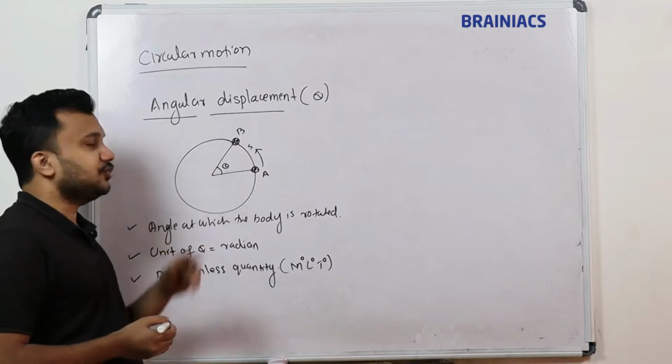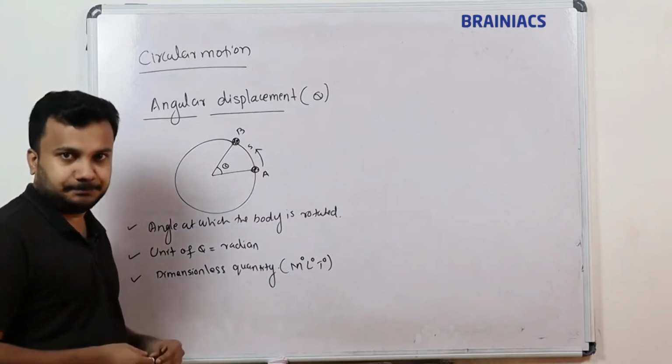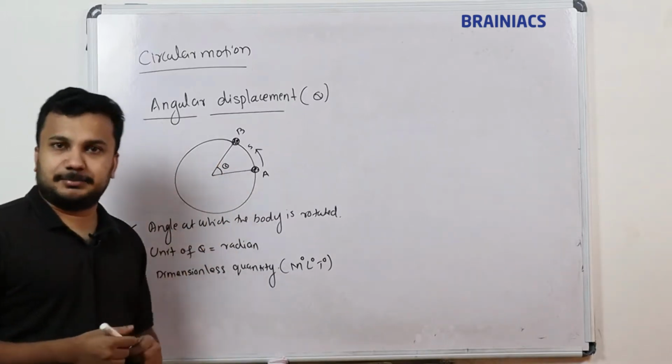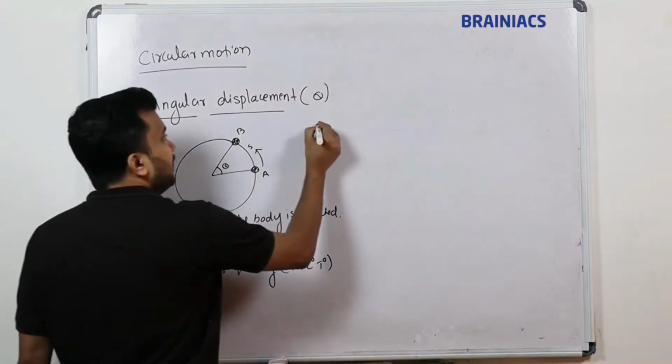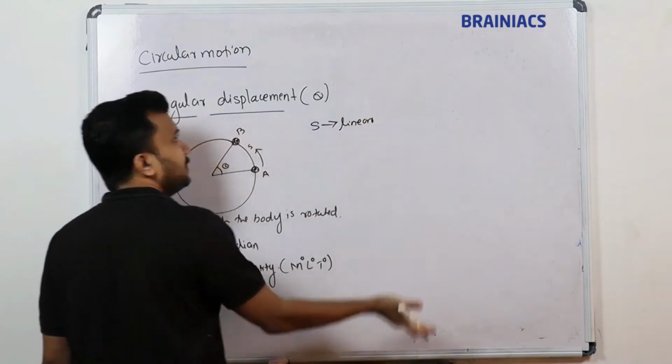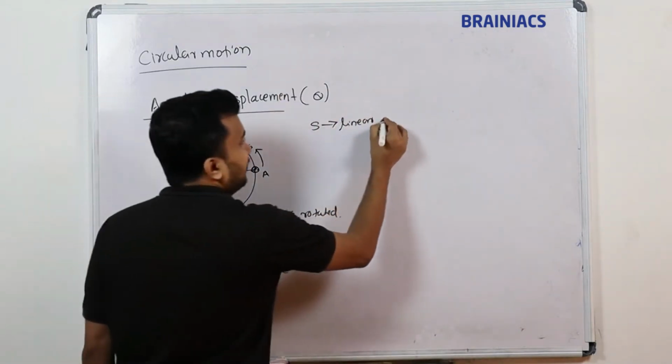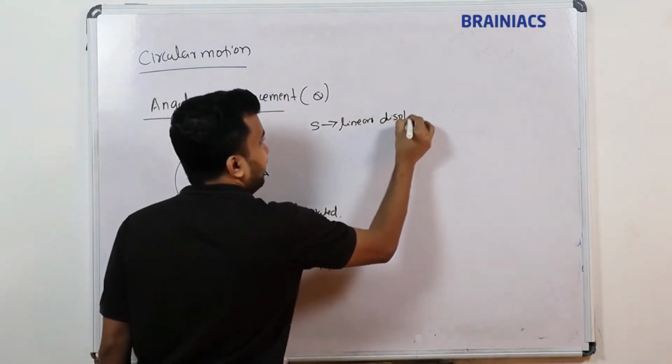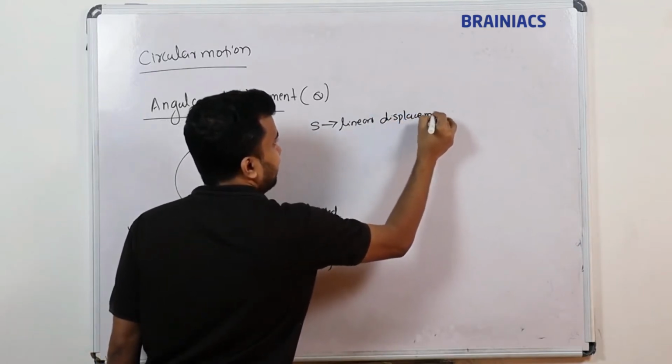This is the angle at which the body is rotated. S is called the linear displacement. Linear displacement means the straight length. That is called linear displacement.